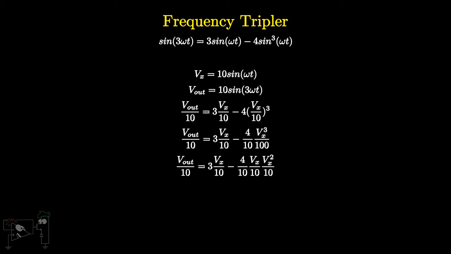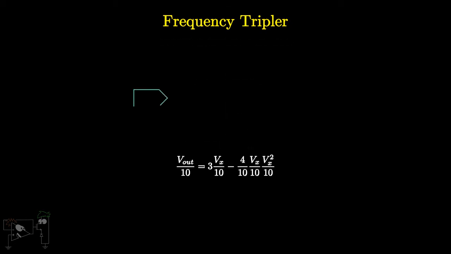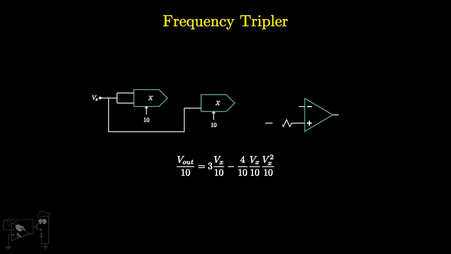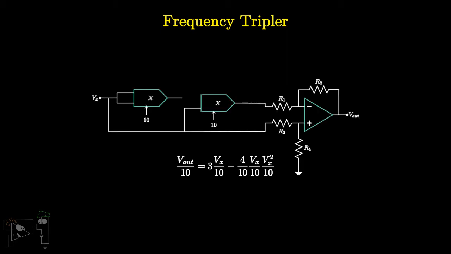It is clear from this equation that we'll need a cube generator and a subtractor. Hence, we cascade both of them and the circuit looks like this. We cascade a squarer with another multiplier, both having a scaling factor of 10. The output of the squarer will be Vx squared by 10. The output of the second multiplier will be Vx cubed by 100.